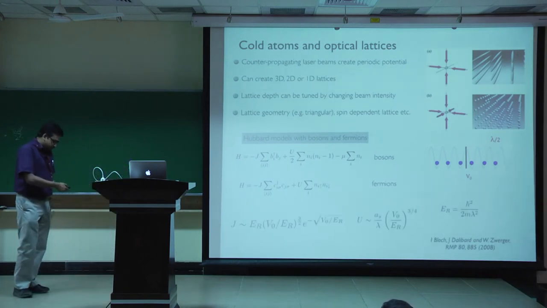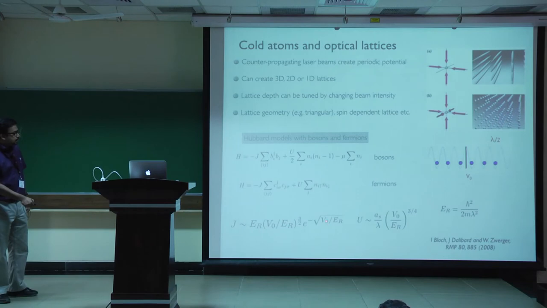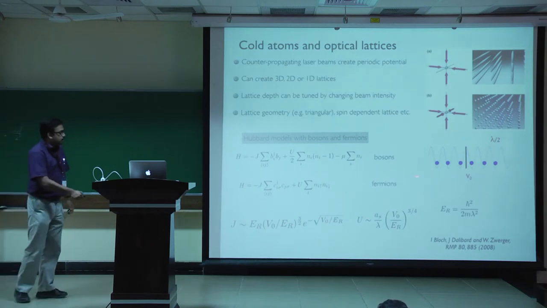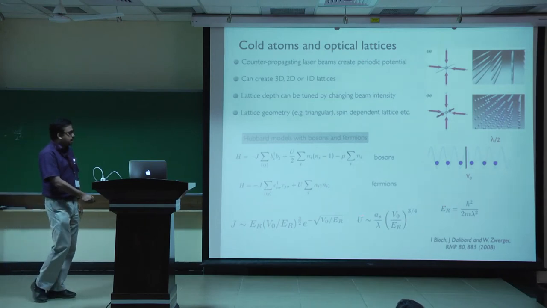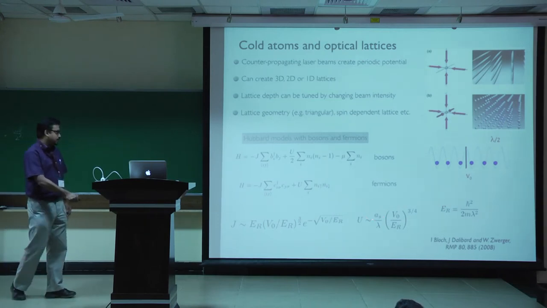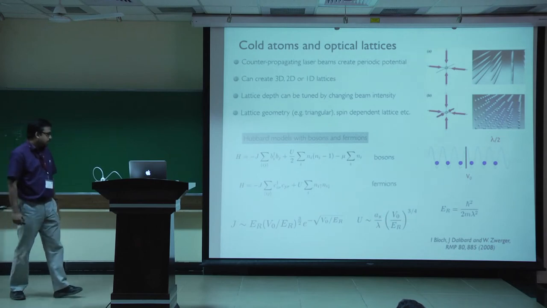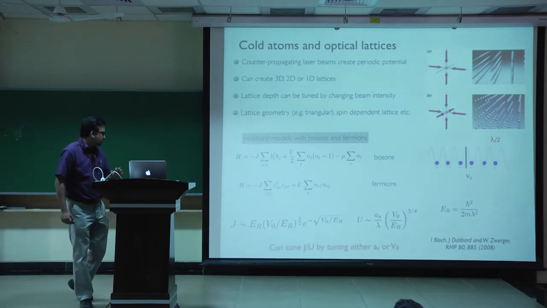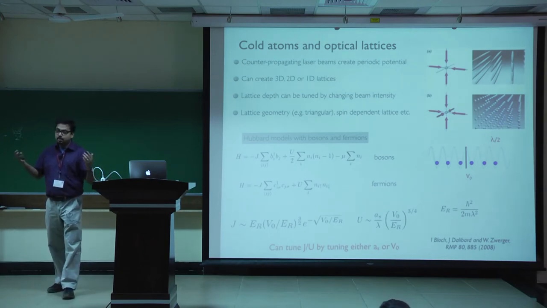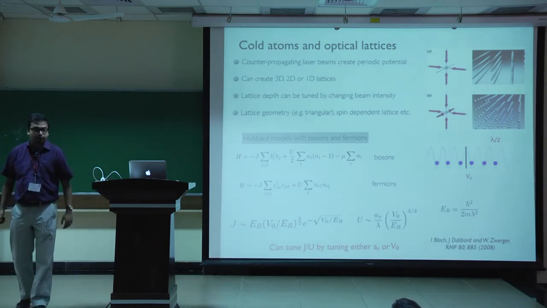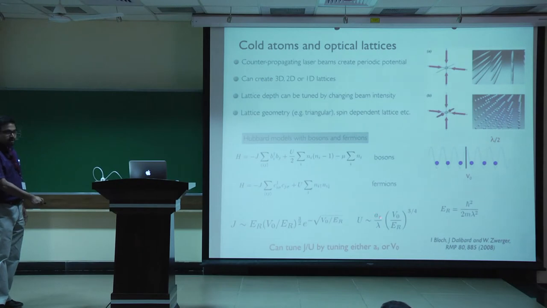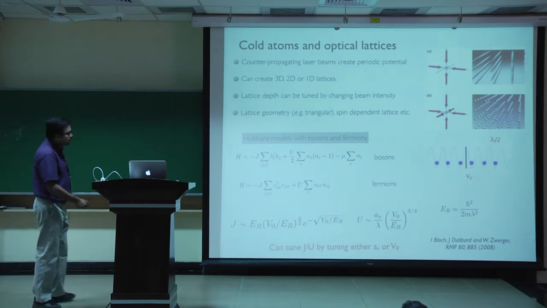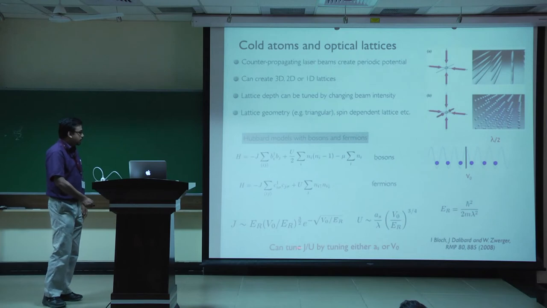Now, the J is basically exponentially dependent on the height of the lattice. Whereas U goes as some power law. This is in three dimensions, but U is also proportional to the bare interaction a_s. Okay? So which means now you have two ways of tuning. So in a Hubbard model, the relevant parameter is, of course, J over U. And you can either tune J by tuning V naught, or you can tune U simply by tuning a_s. And these are the two ways in which you can controllably tune the Hubbard model J over U.